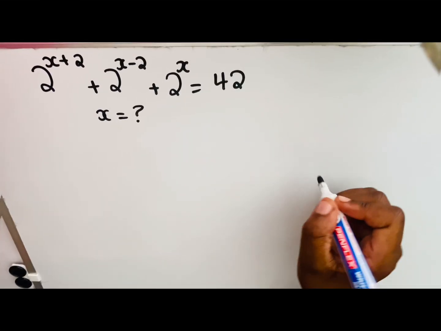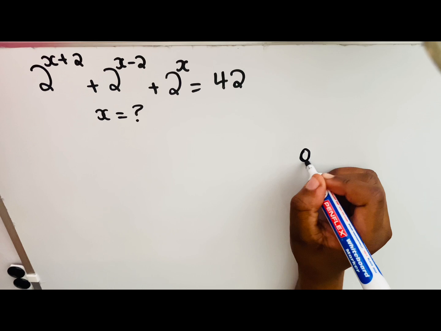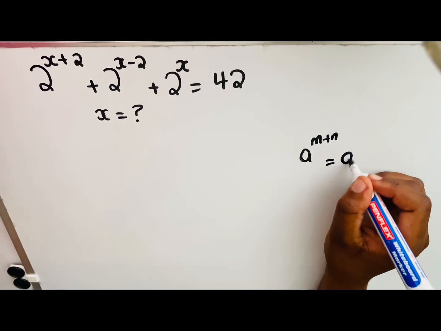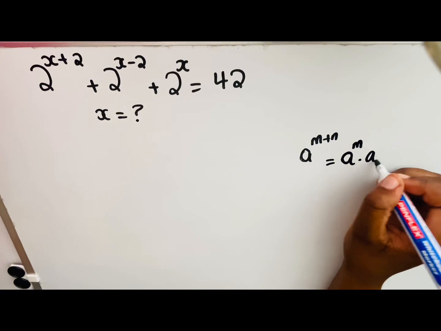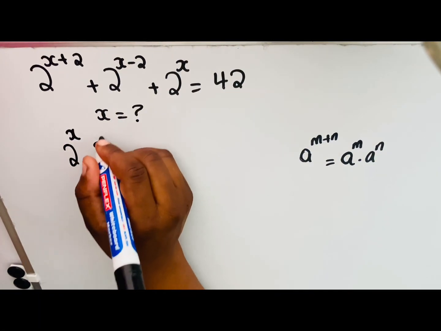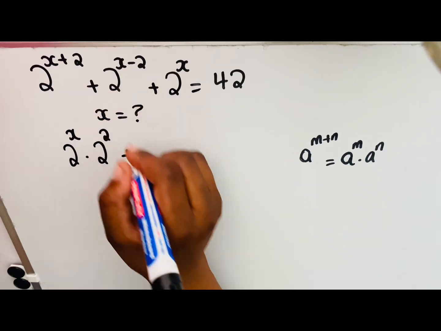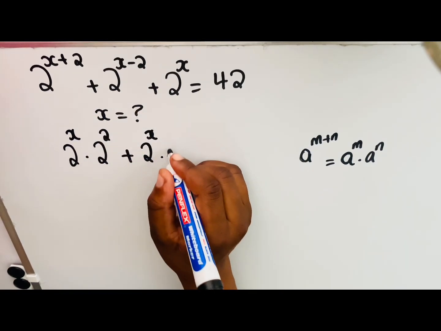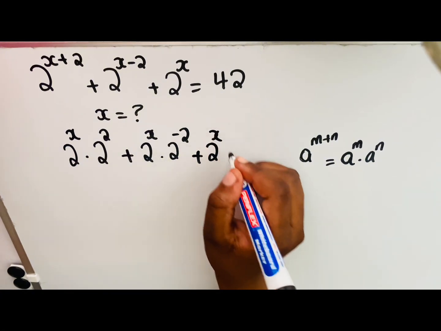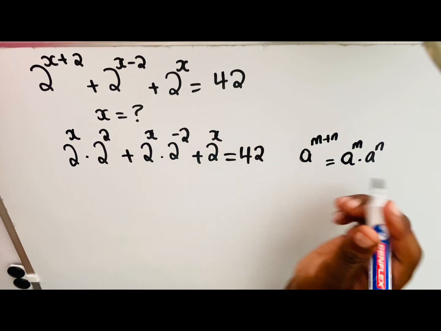Remember one of the laws of exponents: whenever you have a single base with two exponents added, you split it in the form of a product. So this is 2^x times 2^2, plus 2^x times 2^(-2), plus 2^x, is equal to 42.